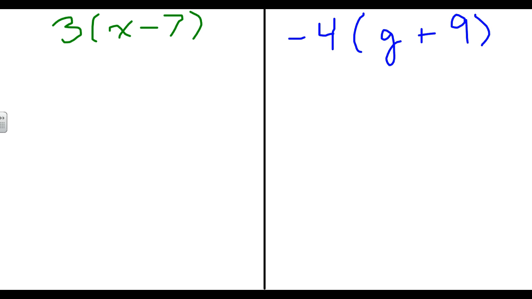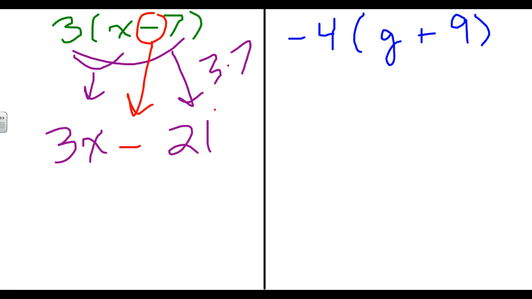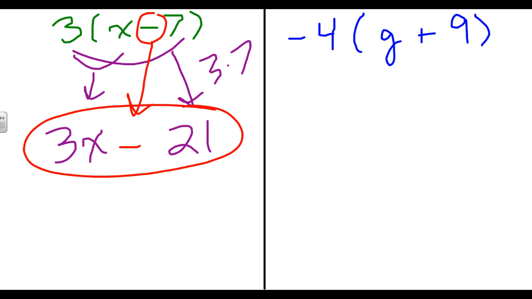So for the distributive property, our first number, our outside number, the first factor there, gets multiplied by everything in the parentheses. So 3 x's gives you 3x. 3 7's gives you 21, or 3 times 7. And then we just maintain the subtraction sign, and it's 3x minus 21.